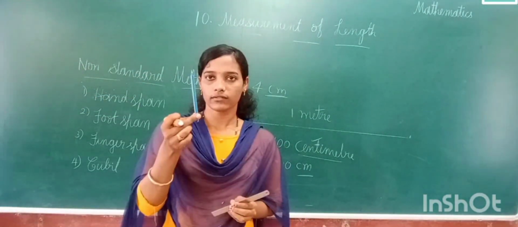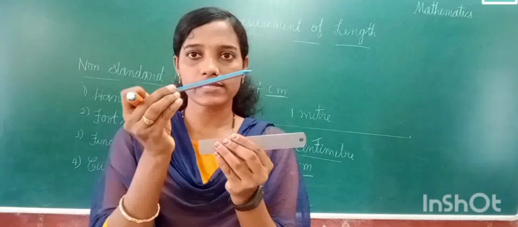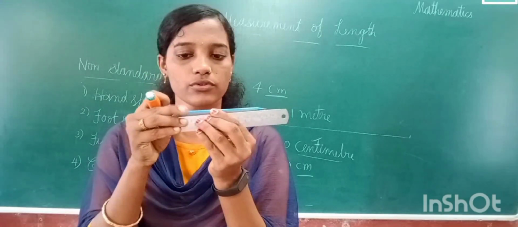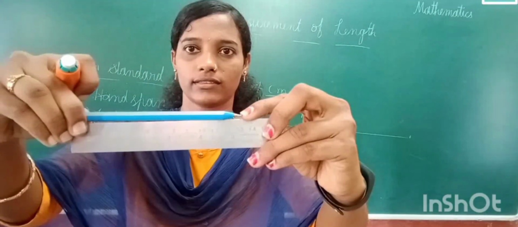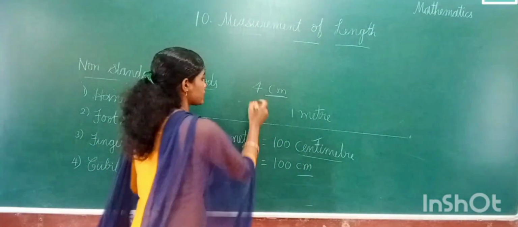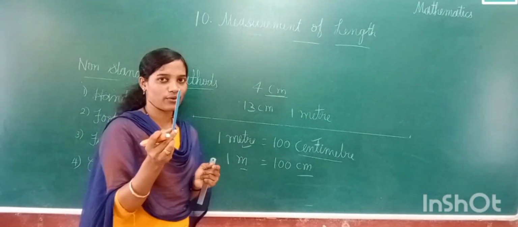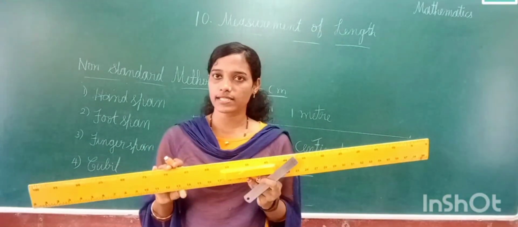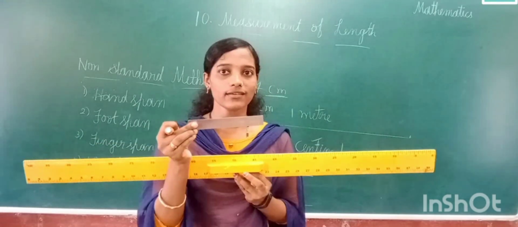Now, can you see the pen? Now let us measure the length of this pen. First we have to place the object at the 0, then we have to see where it ends. Yes, it ends at 13. So the length of this pen is 13 centimeter long. So it tells us the length of the object. So the meter scale gives us the length in meter and the centimeter scale gives us the length in centimeter.